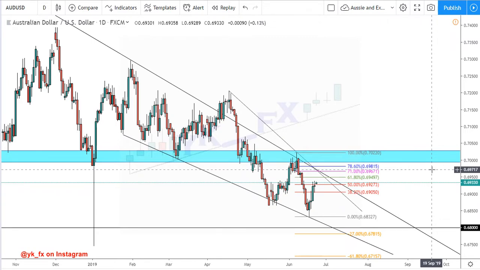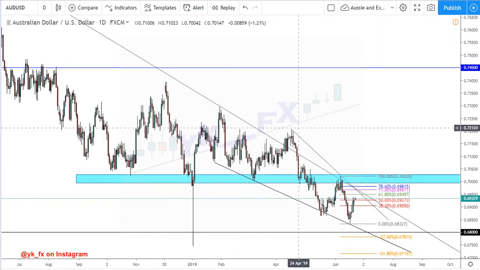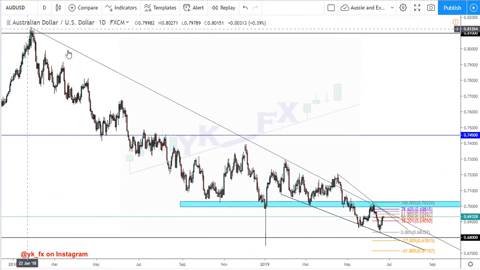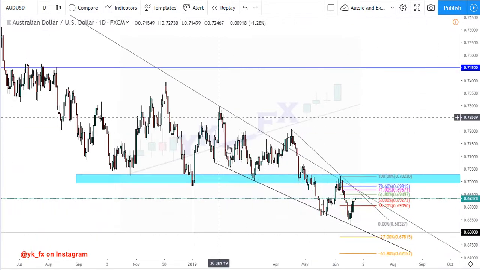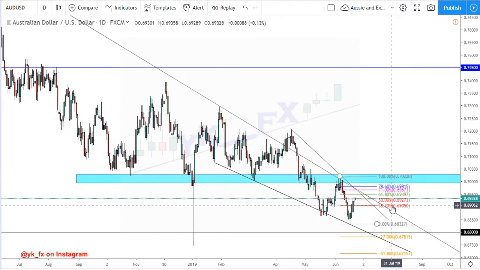So starting with Aussie dollar, as I said, we've been in a long-term downtrend, and this shorter-term downtrend. So the momentum is downwards. If there's one thing that I've learned, it's don't argue with momentum. If we're in a downtrend, sell.